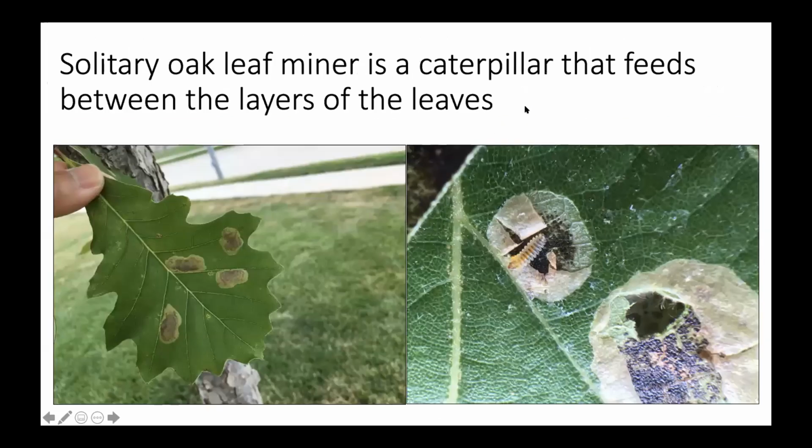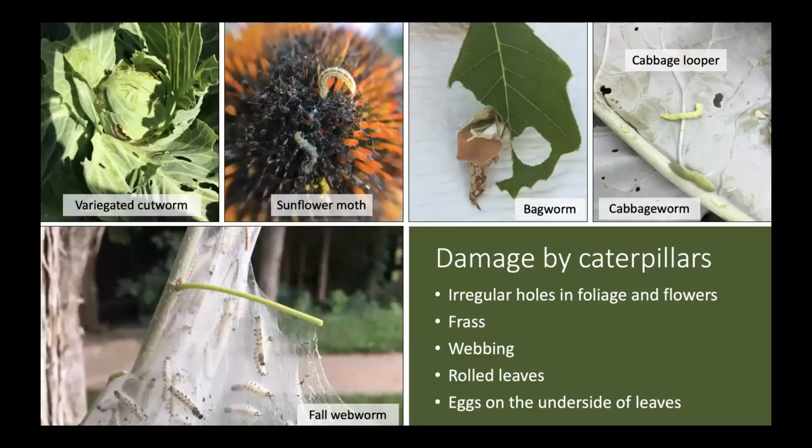So other caterpillars, sometimes they live between the layers of the leaves, like this solitary oak leaf miner. If you see leaves that look like this, there's actually a little caterpillar between the layers, and you can see all this frass that it's leaving behind. So it's kind of making a mess, but it's living between layers of leaves.